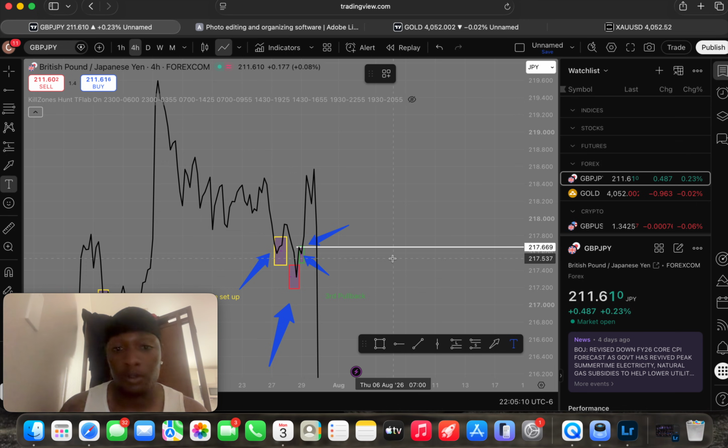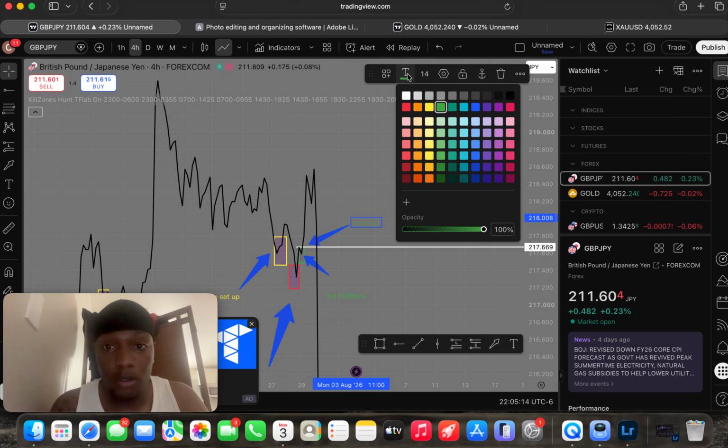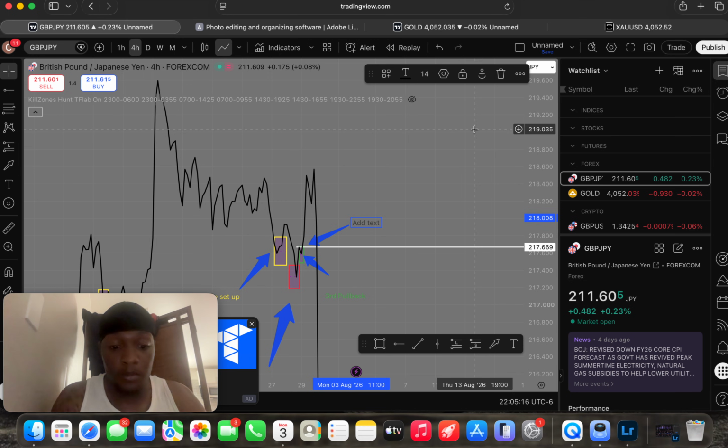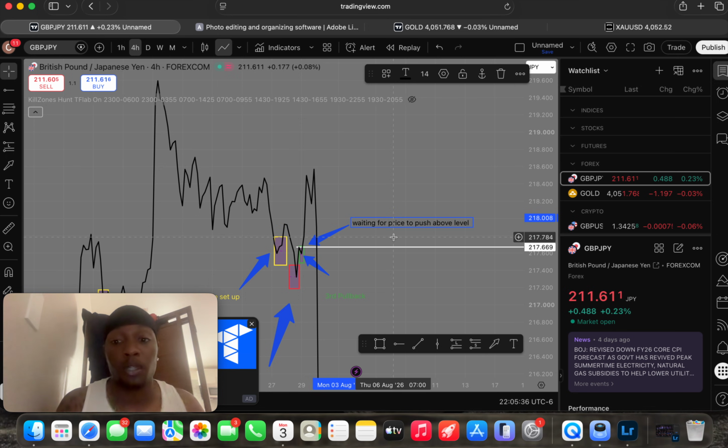Here, let me type it out first. We'll just go black. Waiting to push above. Waiting for price to push above yellow.